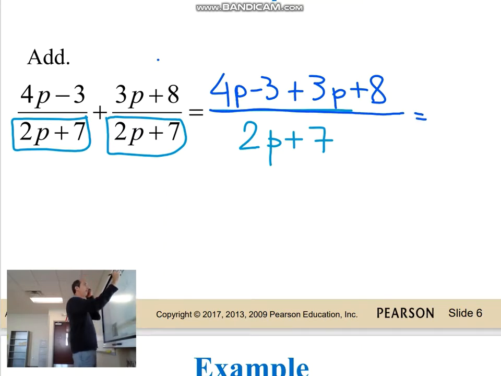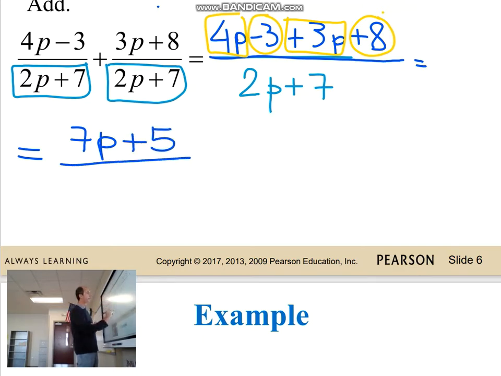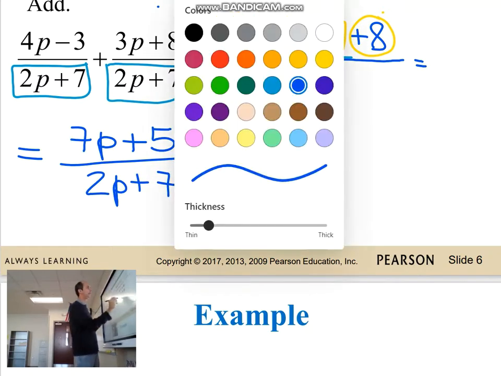The next step is to combine like terms, because you have 4p that can be combined with 3p, and negative 3 that can be combined with positive 8. So you will have 4p plus 3p, 7p, and negative 3 plus 8, positive 5, over 2p plus 7, and this is the answer.